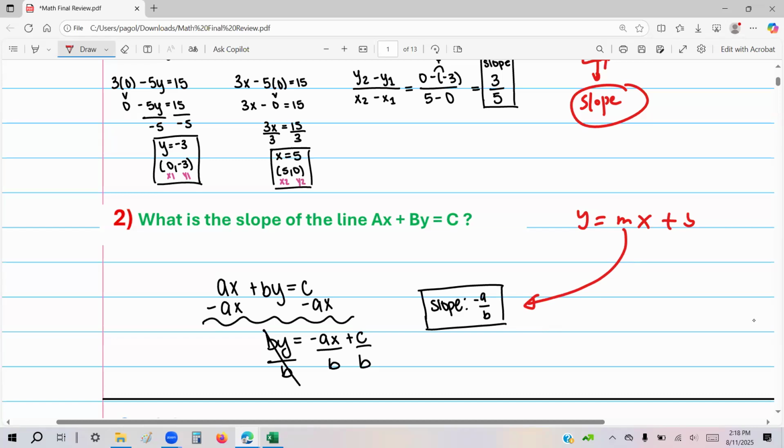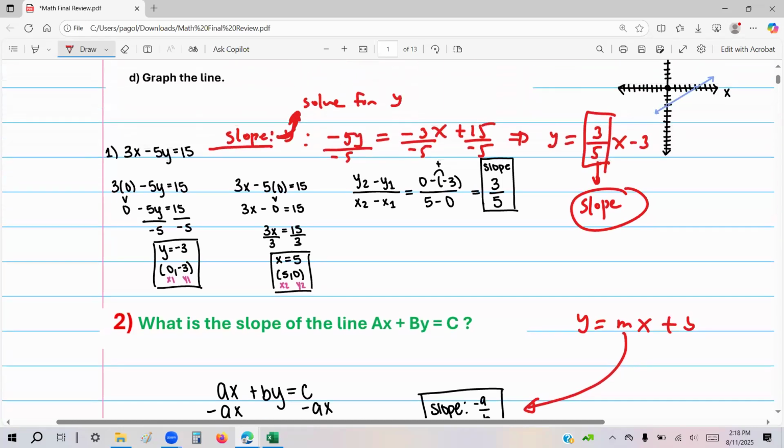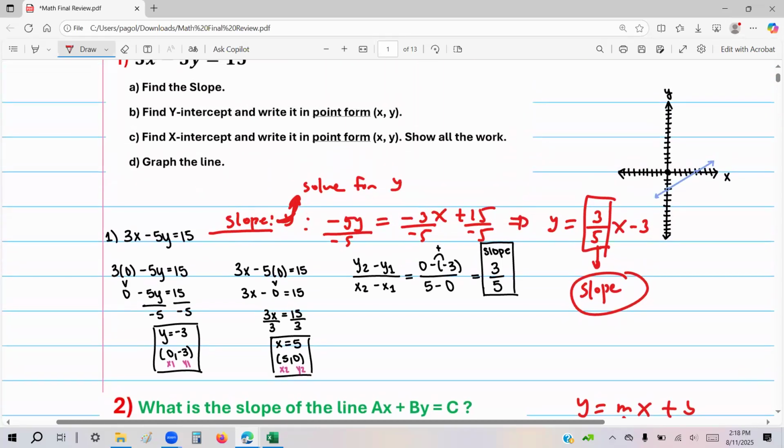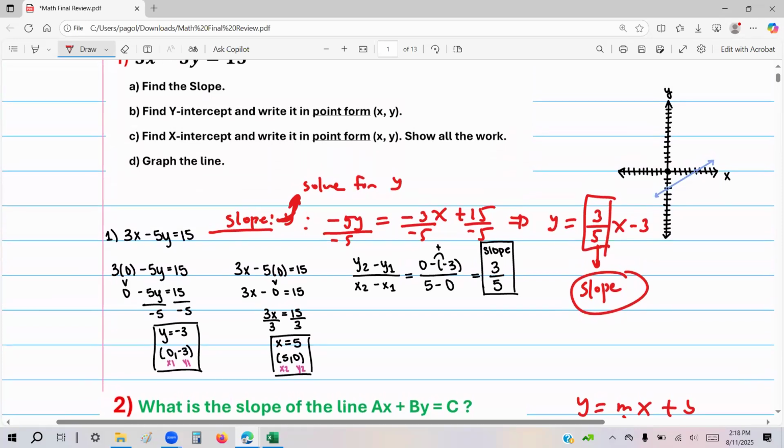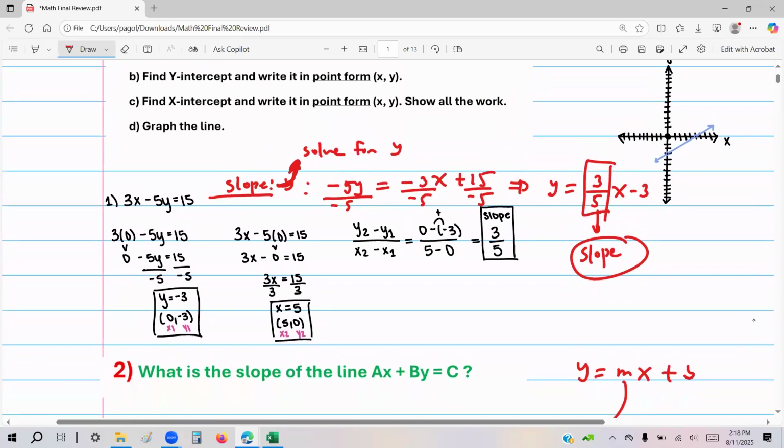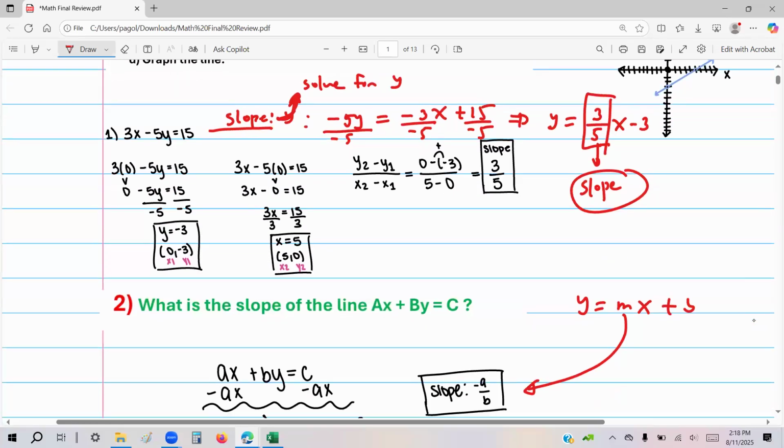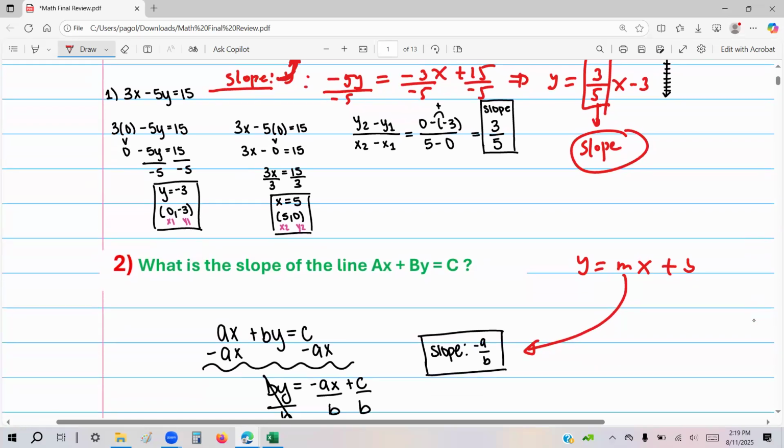And what about the slope? Put that in y = mx + b, right? That's it, just solve for y. That's all. You don't need to do the y2 minus y1. You need y2 minus y1 when they give you 2 points.